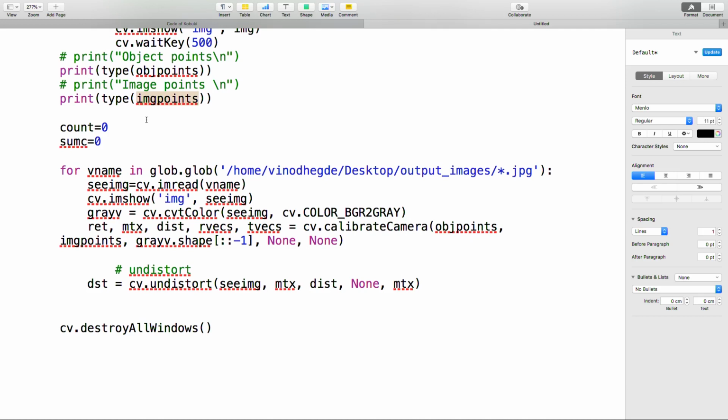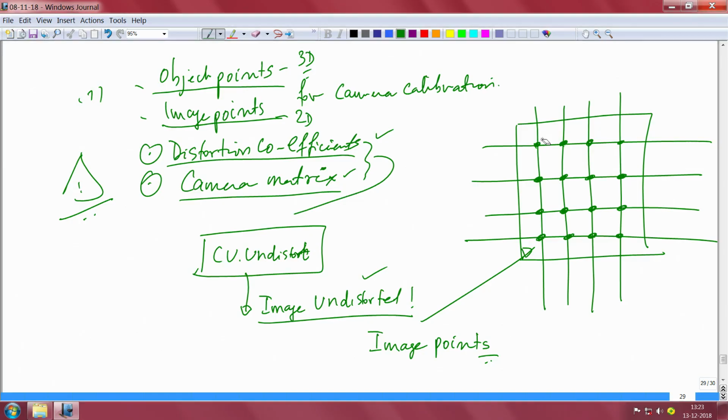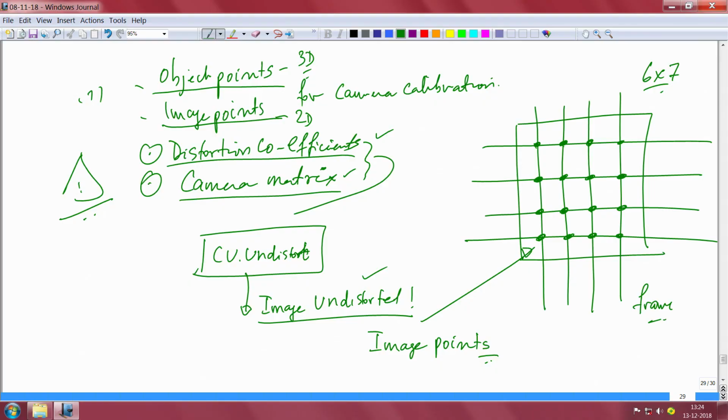If you have taken 25 images, how many sets of object points will you have? You will have one set for each image. In our case it is 6 cross 7, and you will get the image points and object points for every frame. This is like one frame, with one image that you have captured. If you turn the picture, you will get one more snapshot image, and for that snapshot you will get object points and image points. Like that you will keep getting them for all 25 or 50 or any number of images that you have taken for the purposes of calibration.